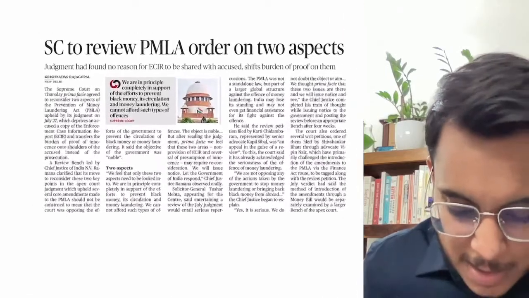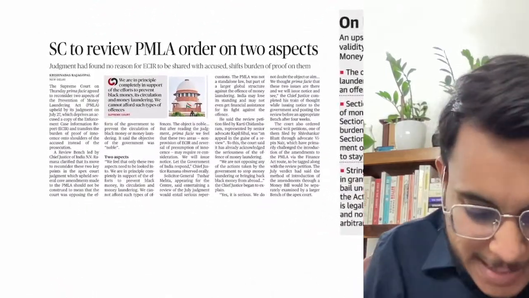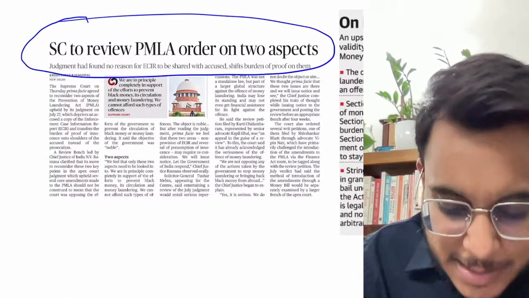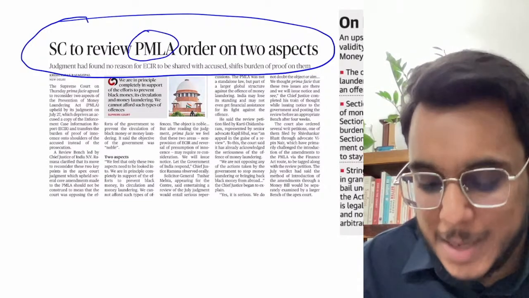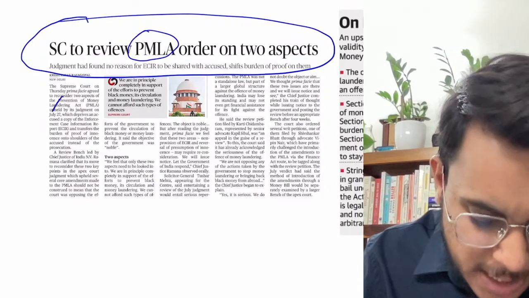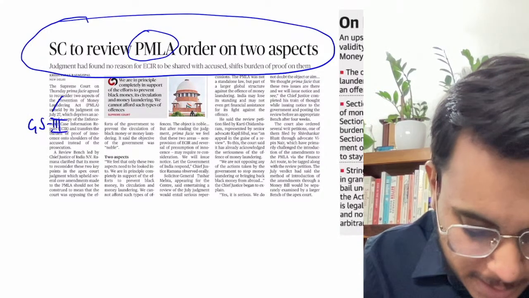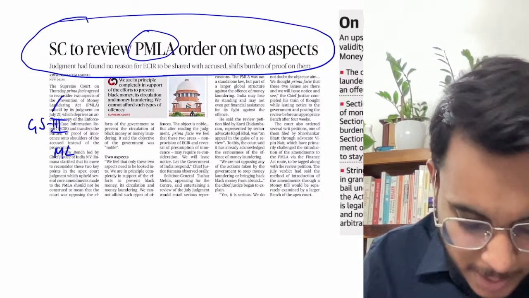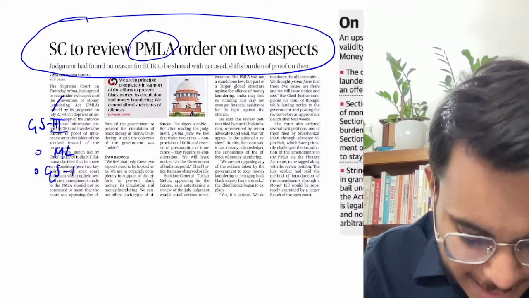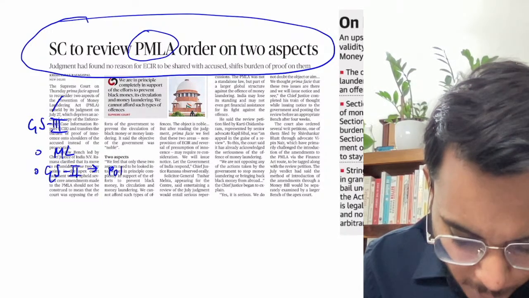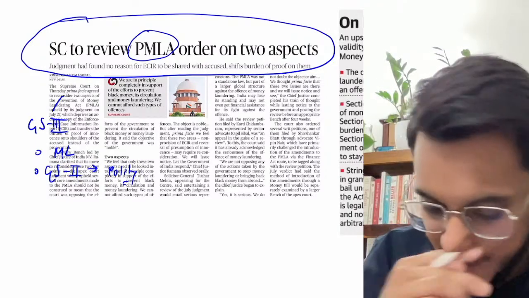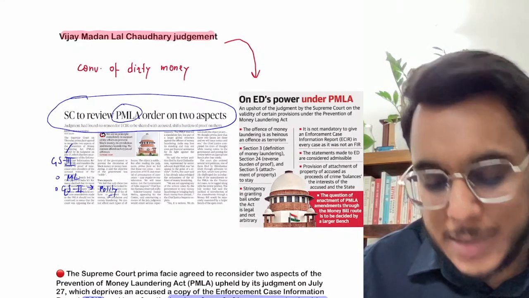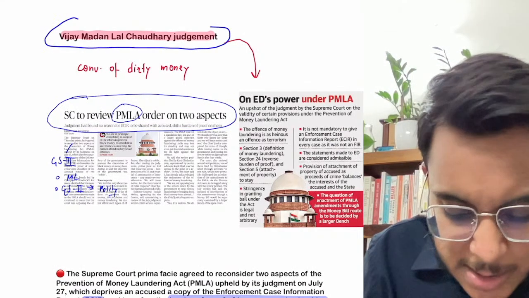Okay, now, so this article, first of all, let's read the heading. Heading says that the Supreme Court to review the PMLA order on 2 aspects. PMLA stands for Prevention of Money Laundering Act. So guys, we'll see this article with respect to GS paper number 3, issues of money laundering, as well as GS paper number 2, issues of polity. Now, recently there was a judgment that came, the Vijay Madanlal Chaudhary versus Union of India judgment.